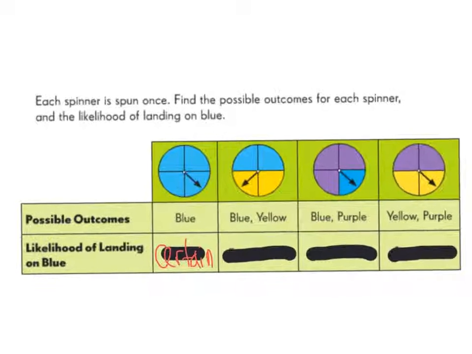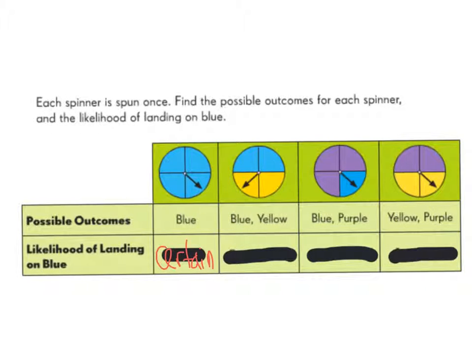So the question is still the same. What is the likelihood of landing on blue? So we spin it, it goes around and around and it stops. What is the likelihood it's going to stop on blue? It is equally likely that it will land on blue as on yellow.